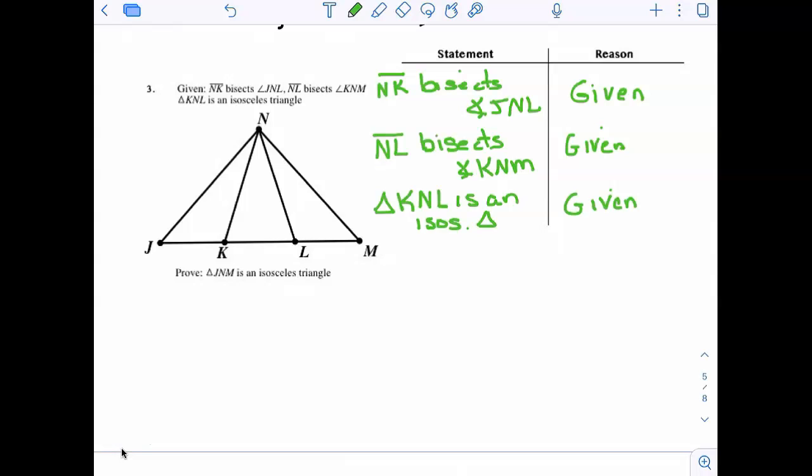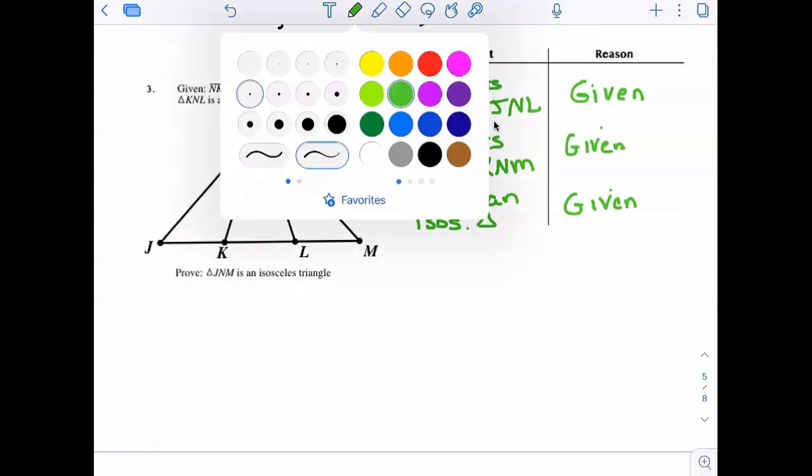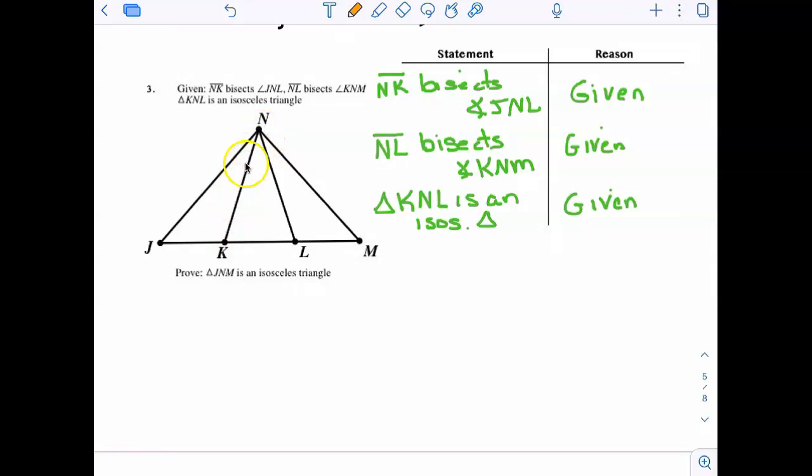Okay, so starting off with the first two things that we're told here about NK bisecting angle JNL. So that would mean NK is here, it's bisecting JNL, so that means these two angles should be congruent. Okay, so I'm going to say that angle JNK is congruent to angle KNL.